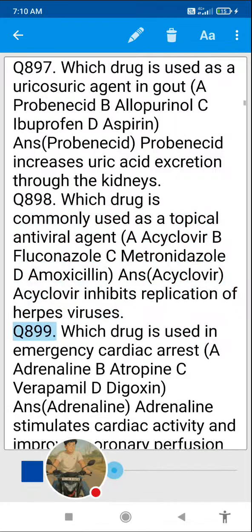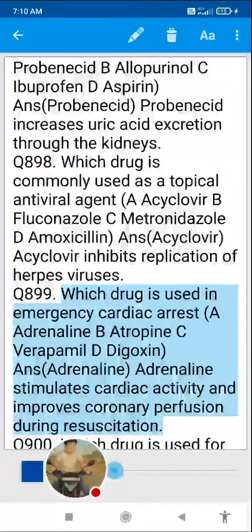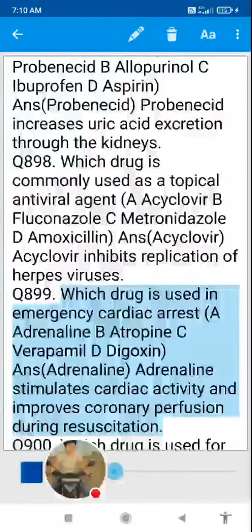Q899. Which drug is used in emergency cardiac arrest? A. Adrenaline. B. Atropine. C. Verapamil. D. Digoxin. Ans. Adrenaline. Adrenaline stimulates cardiac activity and improves coronary perfusion during resuscitation.